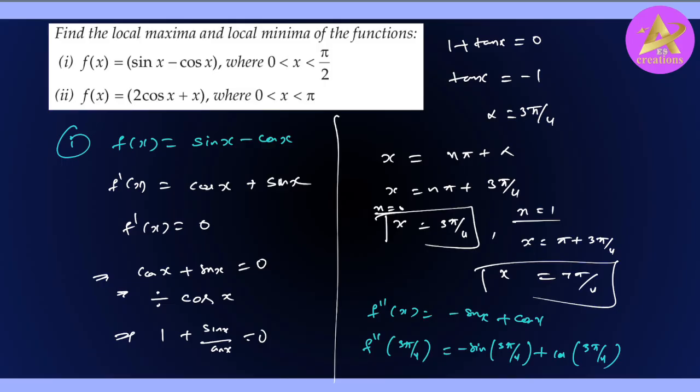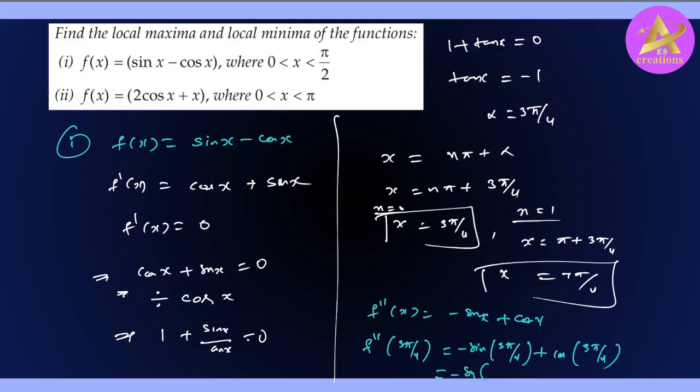45 degree. Okay, 45 into 3, how much do we get? 135. 135 is nearest to 180 degree. Then minus sine 3 pi by 4, which is nothing but 135, right?